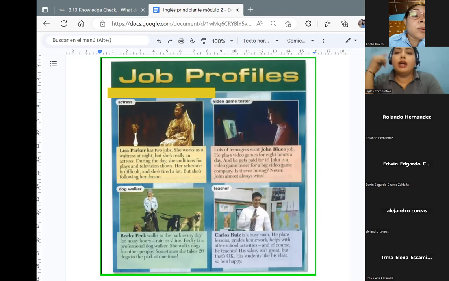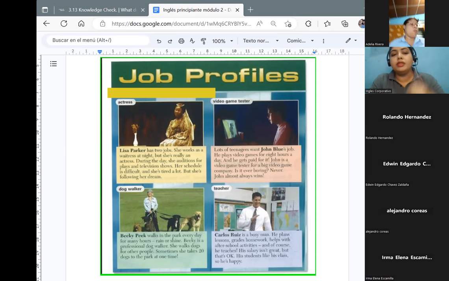So she works as a waitress at night. But she really, she auditioned for the television show. Ah, okay. Very good. Thank you. Muy bien. Ahí están los detalles importantes, ¿verdad?